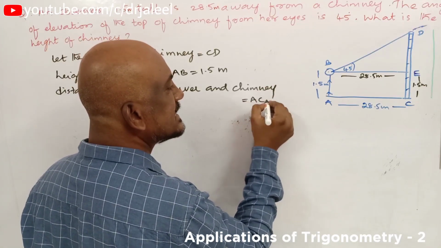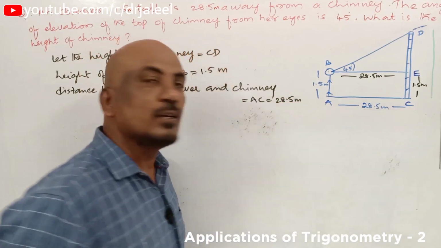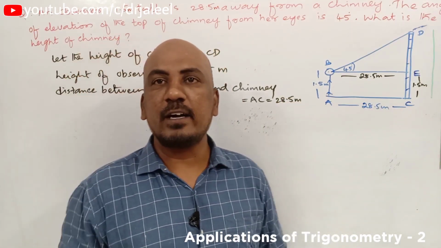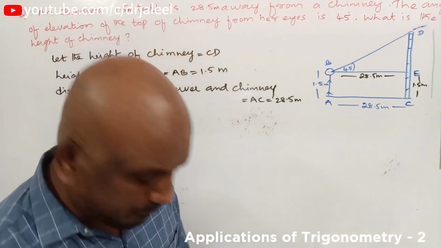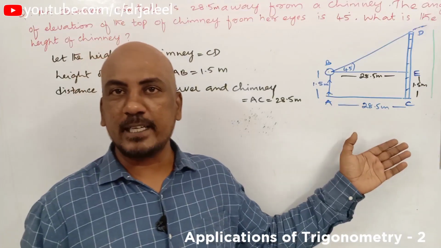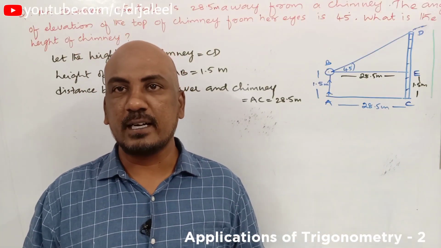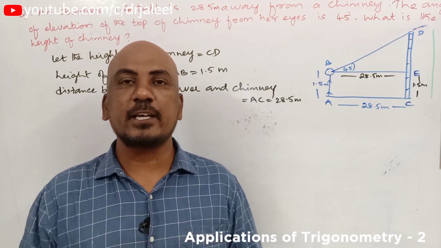Equal to AC is equal to 28.5 meters. This AC is equal to 28.5 meters. So children, we have completed two things. One is drawing the diagram, second one is description. Now let's go for the third one. What is that? Application of trigonometry.